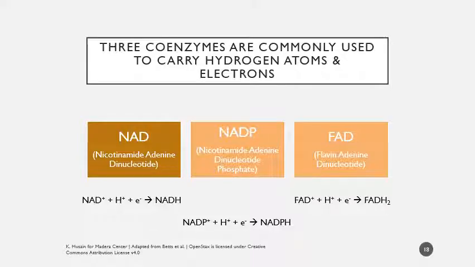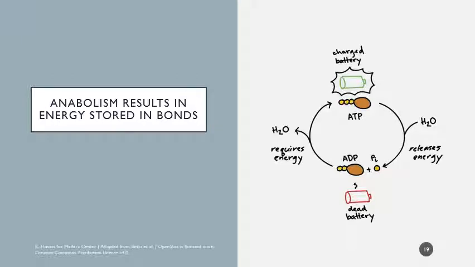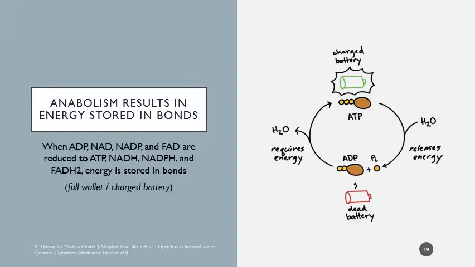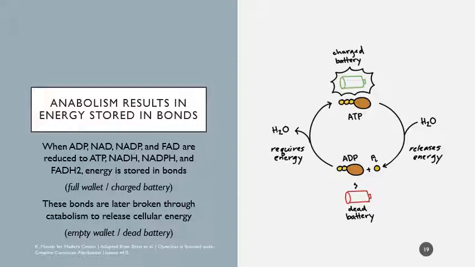So remember, things like NAD, NADP, and FAD are all coenzymes, and they're able to take on hydrogens and electrons and move them around. So they start out as a dead battery or an empty wallet, and then they're able to take on this hydrogen, take on this electron, and become a charged battery that can then be used, or a full wallet that can then be spent. That energy is being stored in bonds of ATP, NADH, NADPH, FADH2, and then they're broken apart. They release that cellular energy.